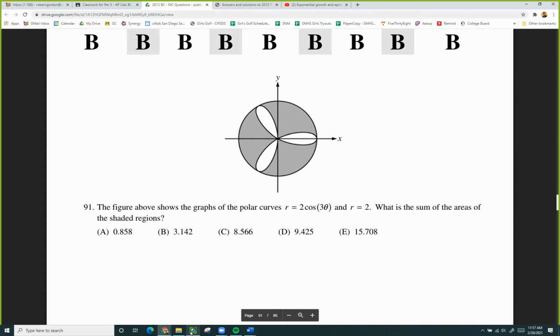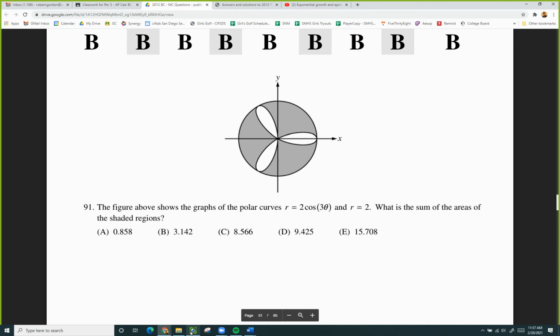So the sum of the areas of the shaded regions is going to be the whole area of the circle minus the non-shaded region. So let's just sketch the region. We got r = 2, and we got r = 2cos(3θ).